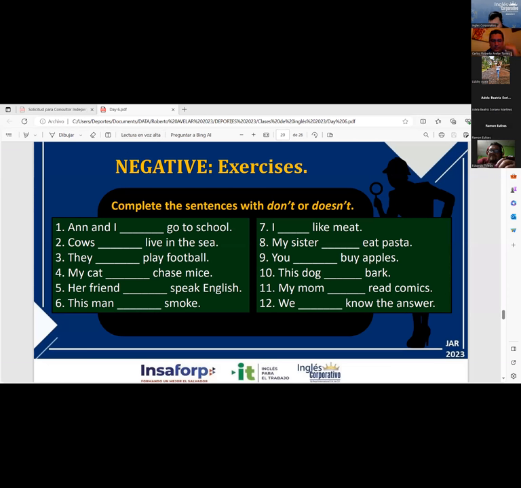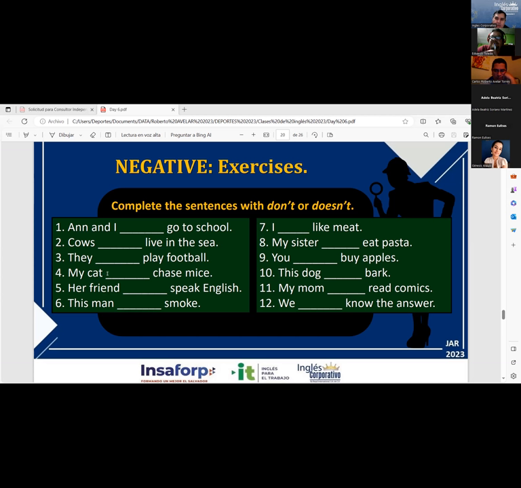Anna and I don't go to school. Cubs don't live in the sea. They don't play football. Cows is plural.